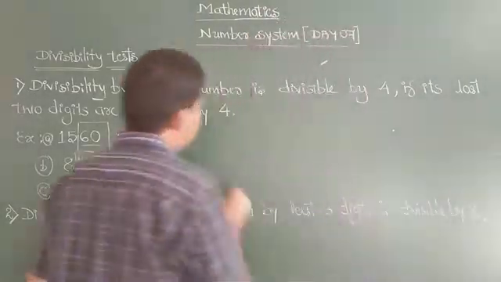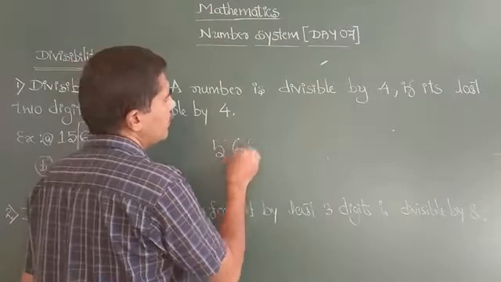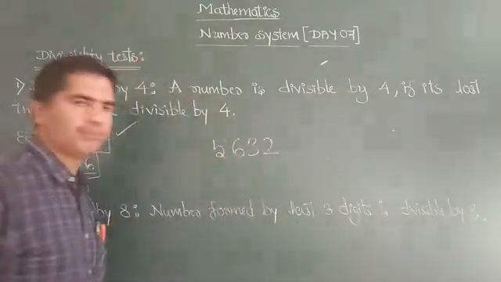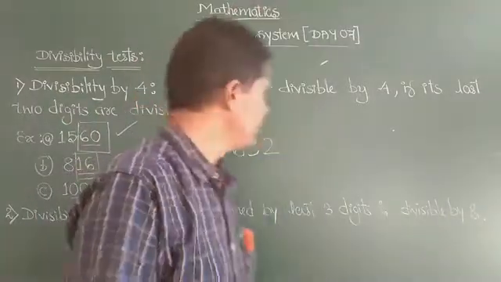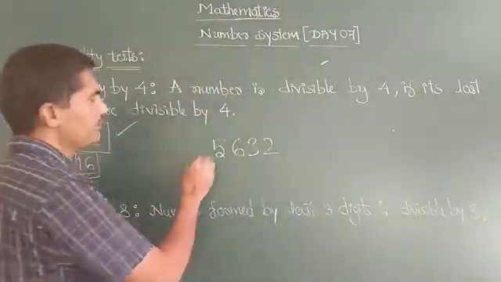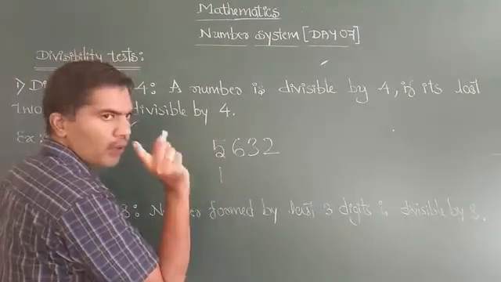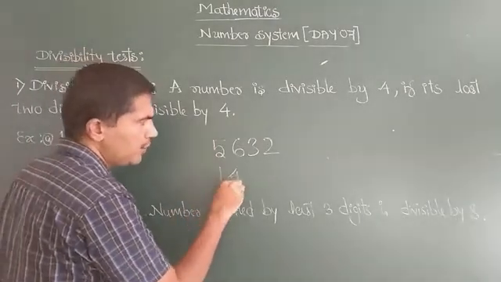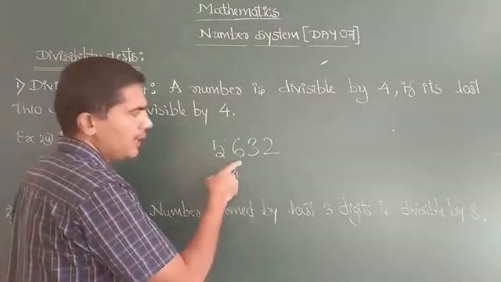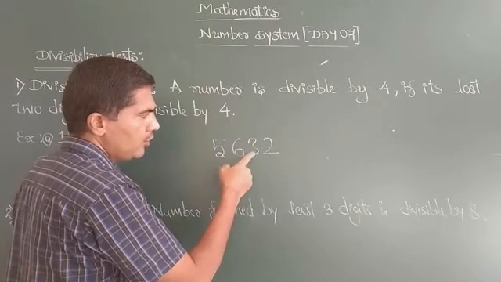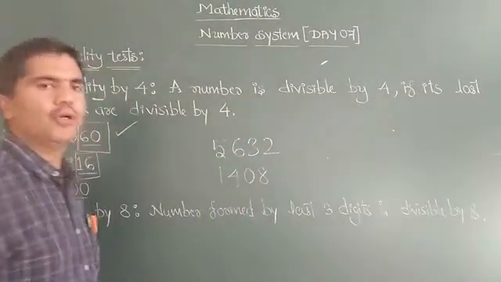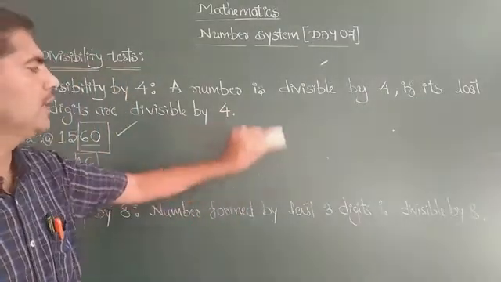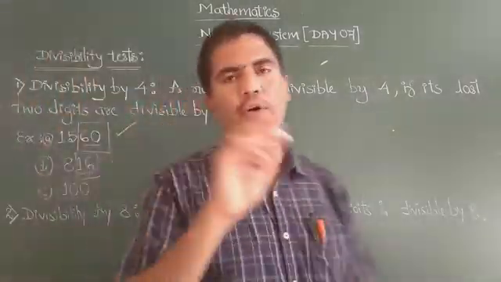Let me take one more example. 5632. When I cross check, 4 ones are 4, 1 remaining, 4 fours are 16. Completed now. There is no digit. 3 is not divisible by 4. Put a 0. 4 eights are 32. So, divisible. You won't get a remainder. That means the number is divisible by 4.